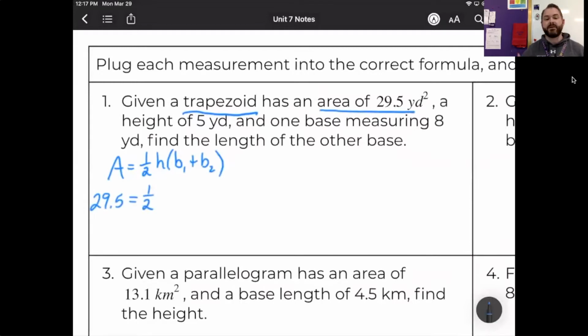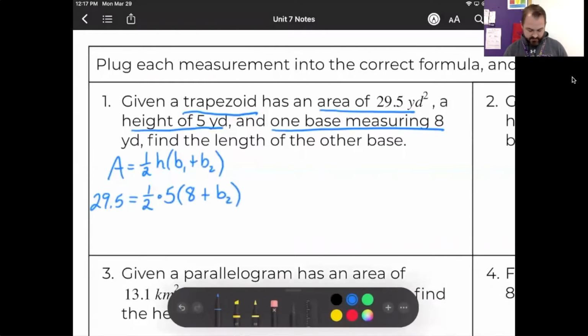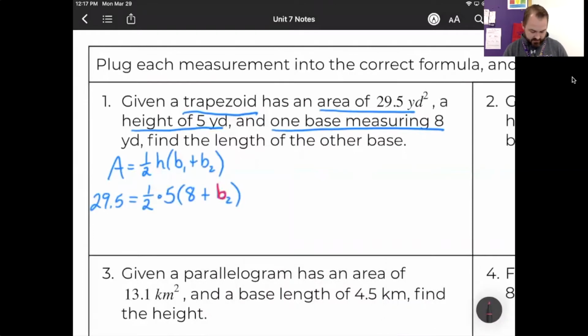Equals 1/2, and then we're going to look at the height. They give me the height. They say the height is 5, so h is 5. And they tell me one base measures 8 yards. So it doesn't really matter which one of these I plug it in for. Let's say I plugged it in for B1. The first base is 8. That means I'm looking for the second base, B2. Okay, the length of the other base. So when I look for that, okay, this B2 is going to be what I solve for.